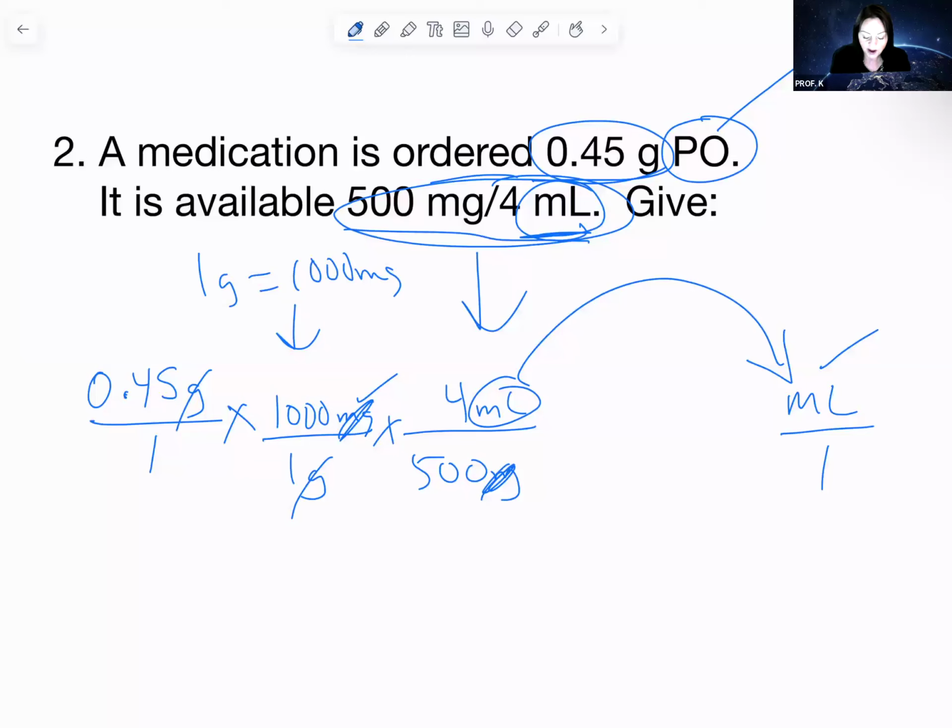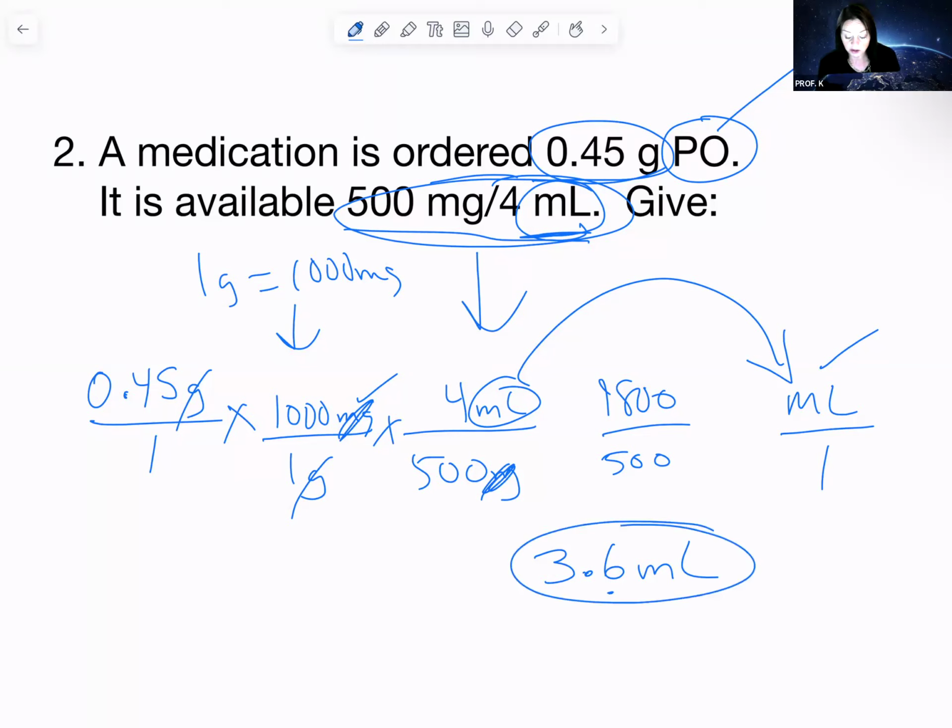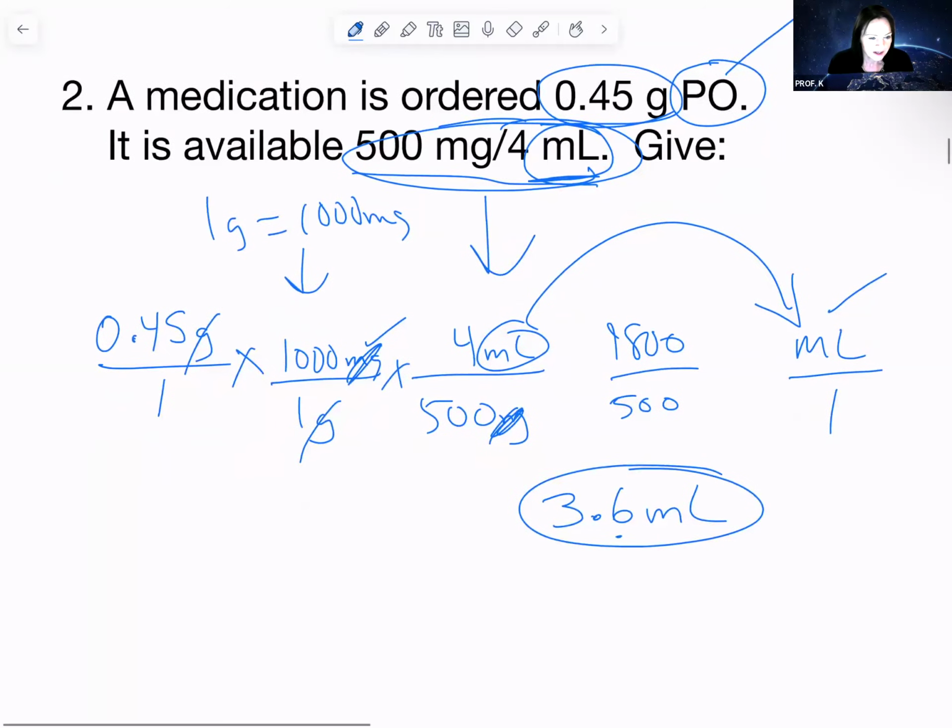So 0.5 times 1,000 times 4 is 2,000, and 500 times 1 times 1 is 500. So when I divide 500 into 2,000, I'll do the calculator. 2,000 divided by 500 is 3.6 milliliters. And anything between 1 and 10 is rounded to the tenths, and this is already there, so I'm good. My answer is I'm going to give my patient 3.6 milliliters in a little medicine cup, or if it's a kid, in a little oral syringe. Piece of cake.